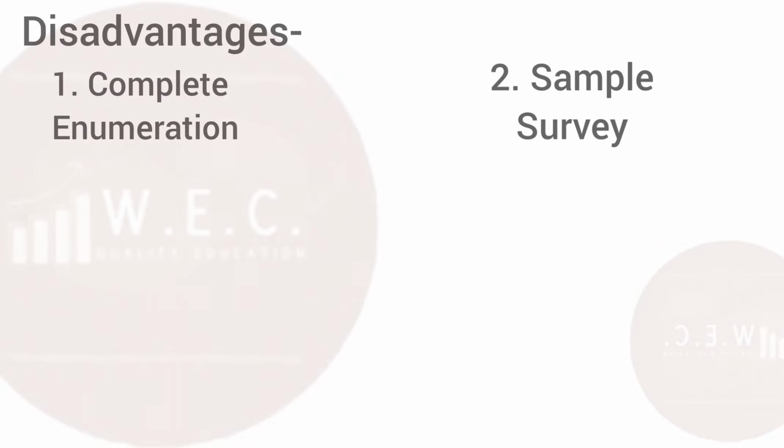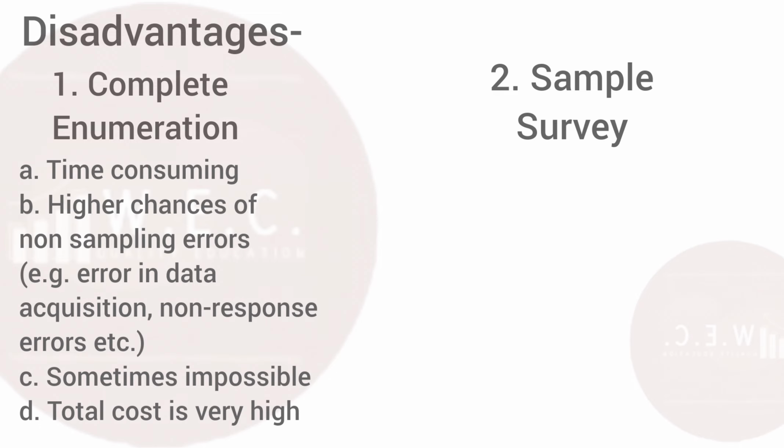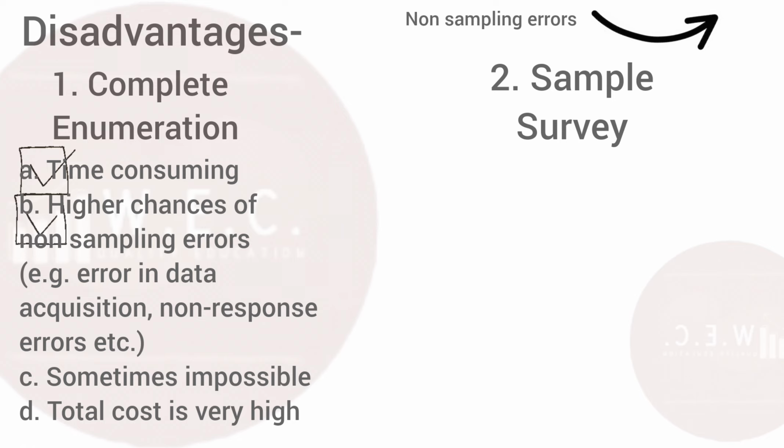Now disadvantages. The disadvantages of complete enumeration are: A, it is time consuming; B, higher chances of non-sampling errors, such as error in data acquisition, non-response error, etc. These are all called non-sampling errors. C, it is sometimes impossible because the population is very large; and D, the total cost of complete enumeration is very high.